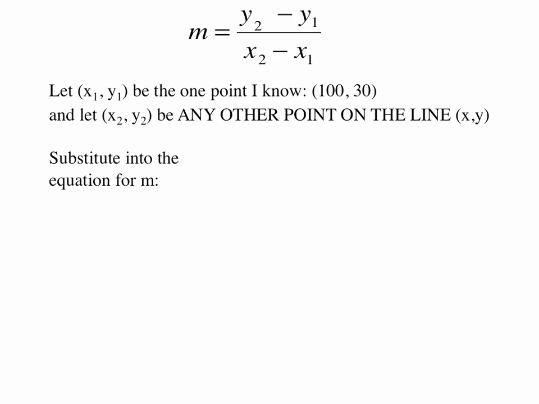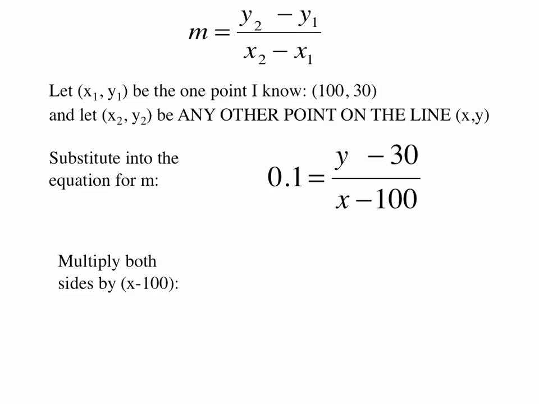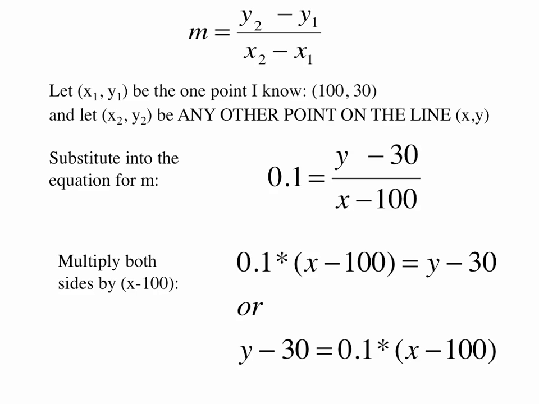I'm going to substitute the slope, 0.1, from the problem into the equation above. I'm going to substitute x1 and y1 into the formula above. And I'm going to substitute just plain old x and y for x2 and y2. All I'm doing is taking known information and substituting right in the slope formula. Then I'm going to multiply both sides of this equation by that denominator, x minus 100. And here's what I get. On the left-hand side, when I multiply both sides by x minus 100, I get 0.1 times x minus 100. And on the right, I get y minus 30.